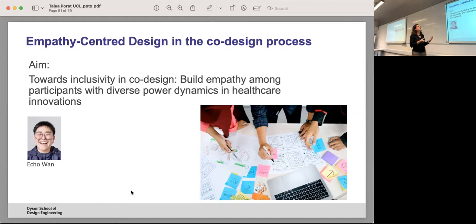So she's interested in building empathy among participants with diverse power dynamics in healthcare innovation. So I think it's really interesting in co-design that we have healthcare professionals, we have patients, right? We have engineers, and all this hierarchy and all these powers. How can we design maybe something that improves that? And we actually feel it quite a lot in the medical, right, in the healthcare domain, between even nurses and patients and doctors and surgeons, and how they sometimes transfer this hierarchy from work to the co-design process, and how can we perhaps deal with that.